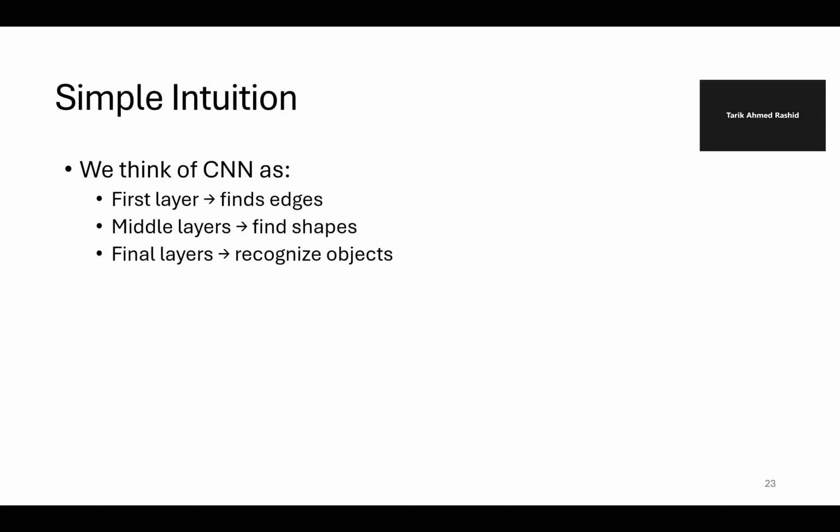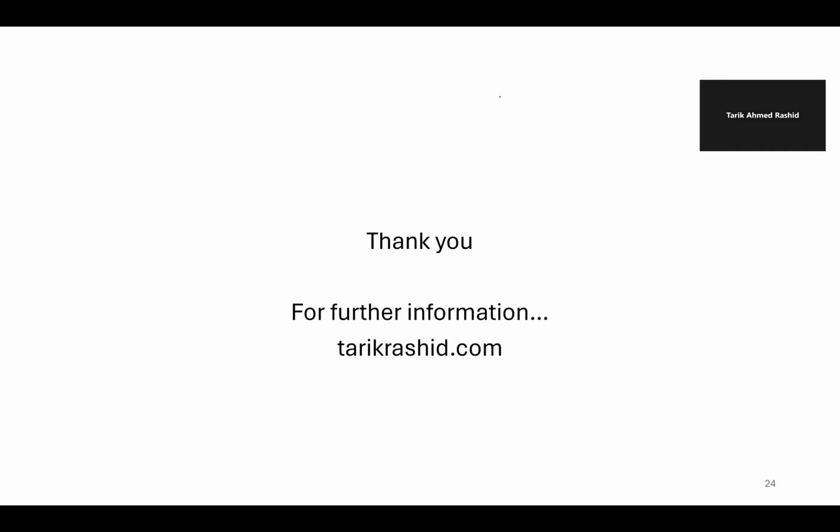So just in simple intuition, CNN has a first layer that finds edges, and middle layers, between the first and output layers, that are responsible for finding shapes, and the final layers recognize objects.